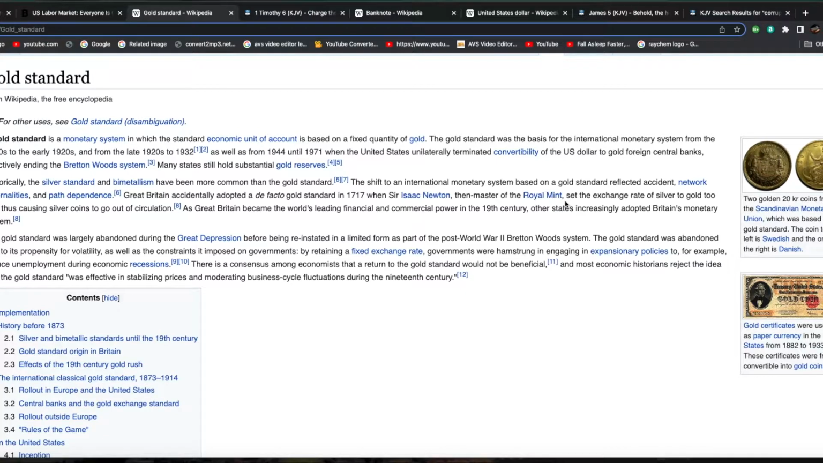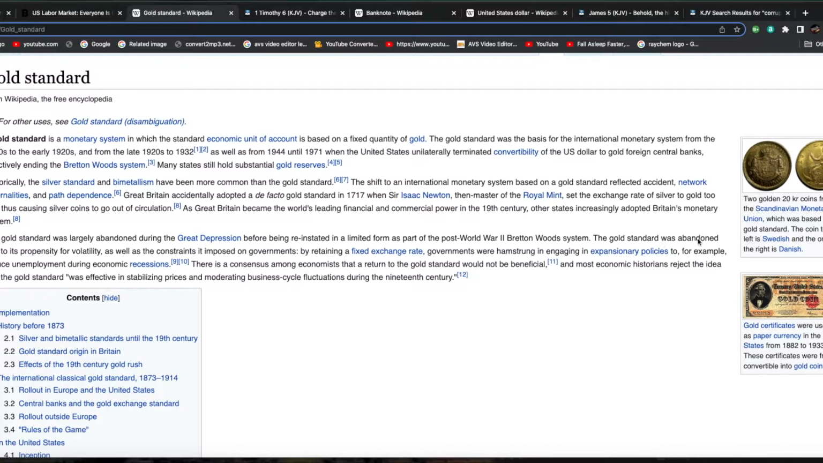So it reads, also set the exchange rate of silver to gold too low, thus causing silver coins to go out of circulation. As Great Britain became the world's leading financial and commercial power in the 19th century, other states increasingly adopted Britain's monetary system. The gold standard was largely abandoned during the Great Depression before being reinstated in a limited form as a part of the post-World War II Bretton Woods system.